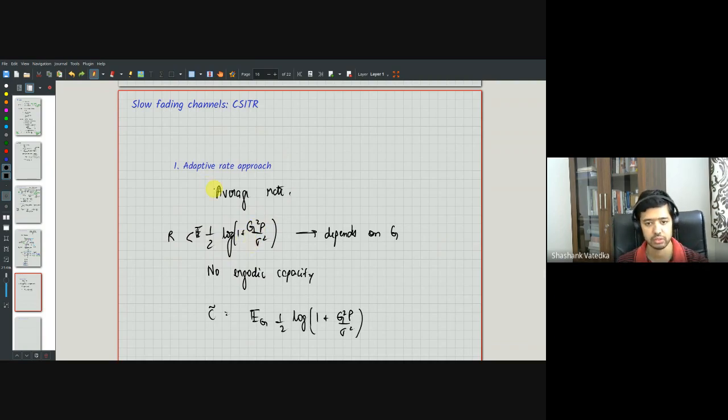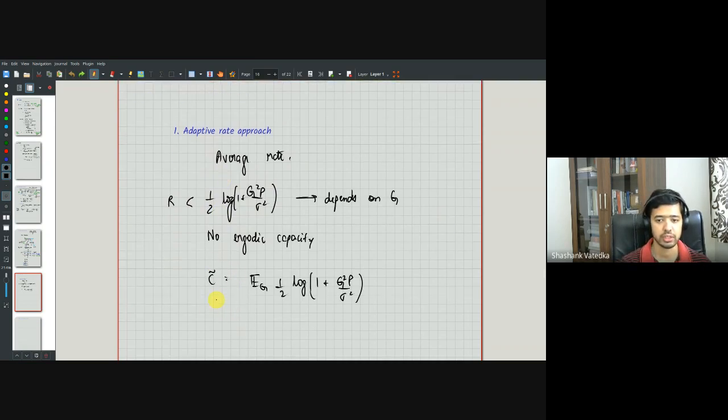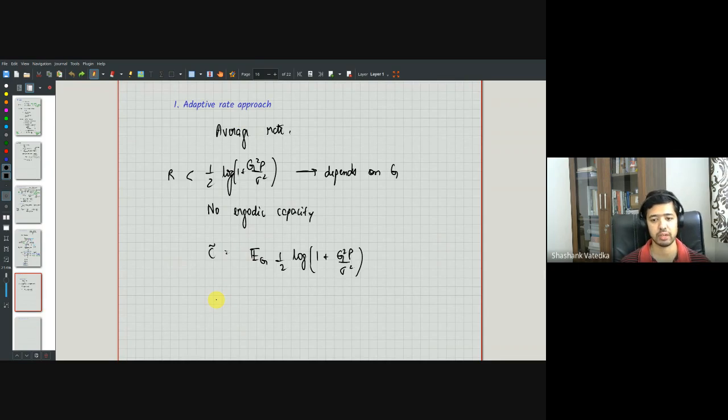So we call C tilde the average capacity or the average rate, and that is the expectation over G of half log 1 plus G square P over sigma square. All right. And this is an adaptive approach where you change the rate depending on the channel coefficient. Okay. Any questions so far?